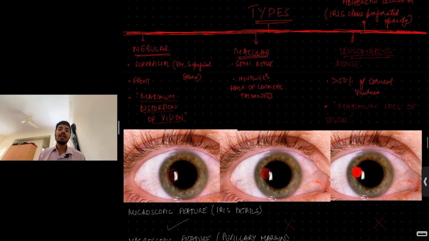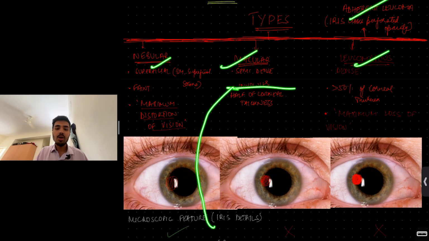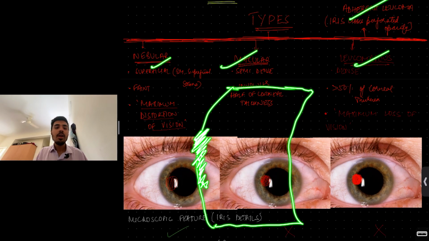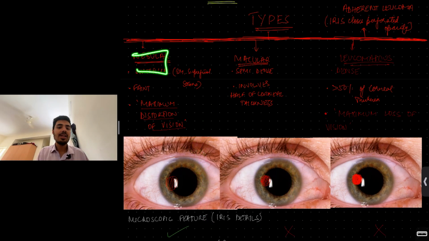Then coming to the classification of corneal opacity. This is important. Nebular, macular, leukomatous, and adherent leukoma. Basically, if I take this as the corneal thickness, if it involves just the superficial stroma, Bowman's membrane, and the corneal epithelium, a very faint opacity, then it is known as nebular.